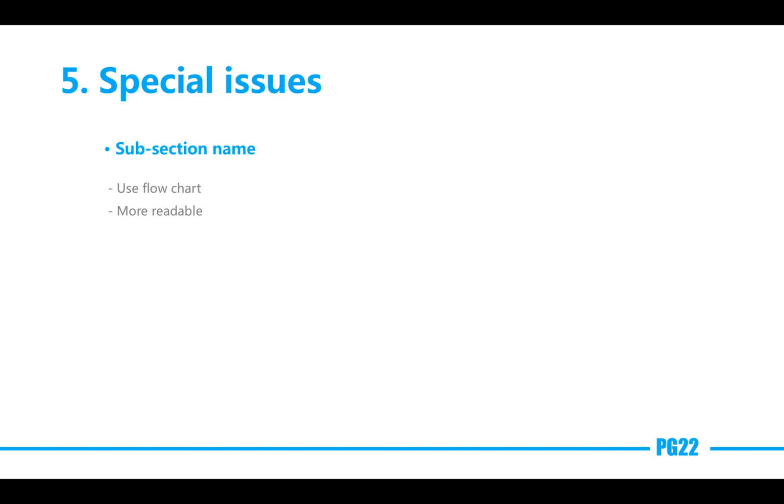And the fifth part is about the special issues. The name of each subsection can be modified later. The risk management plan can be organized better with a flowchart to illustrate the management plan.